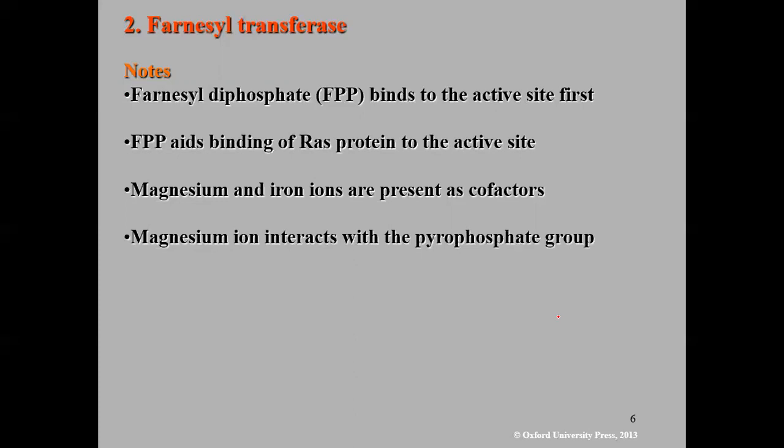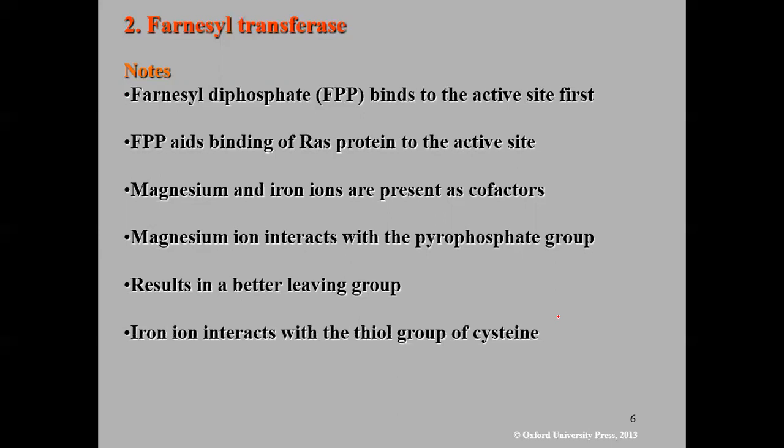Magnesium ion interacts with the pyrophosphate group, which results in a better leaving group. While iron interacts with the thiol group of cysteine, and that results in the thiol acting as a better nucleophile. All right.